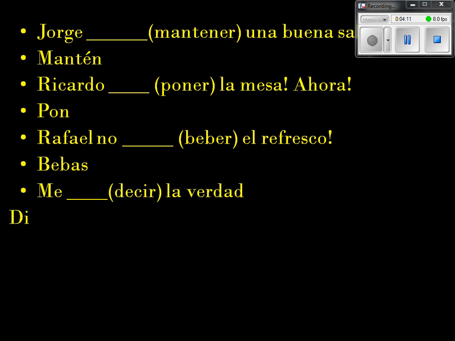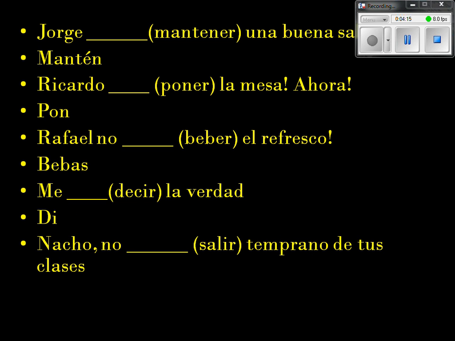It is D because decir is irregular in the two positive commands. And number 10. Nacho no blank temprano de tus clases. This one is salgas because the yo form of salir is salgo, and then you put as on the end because it's another IR verb.